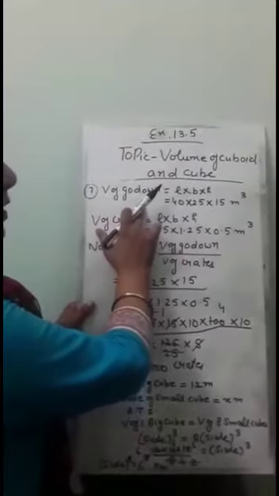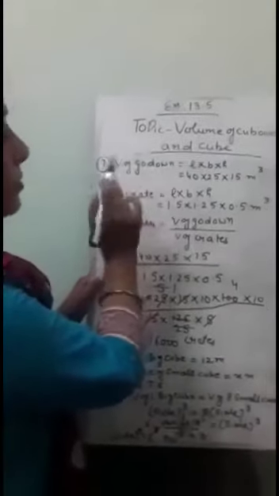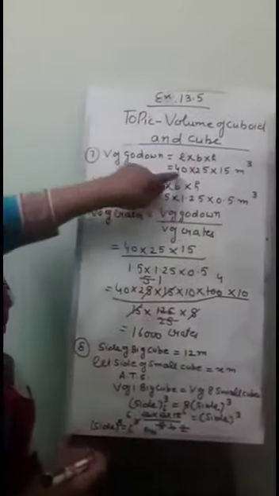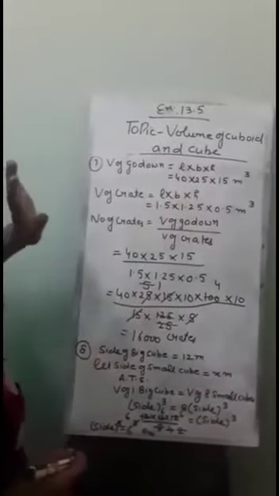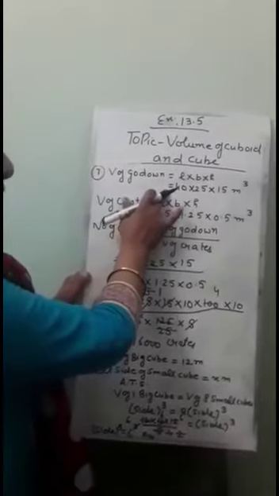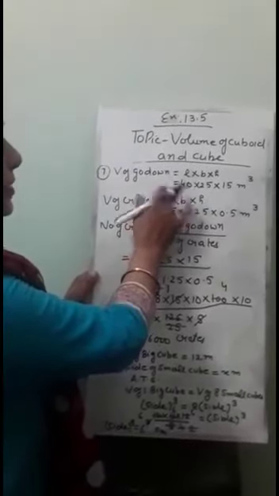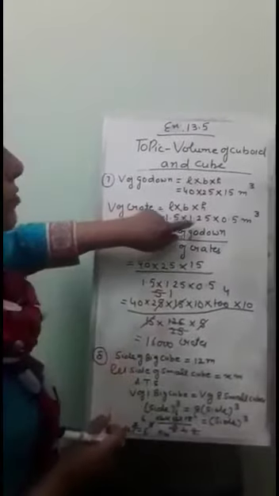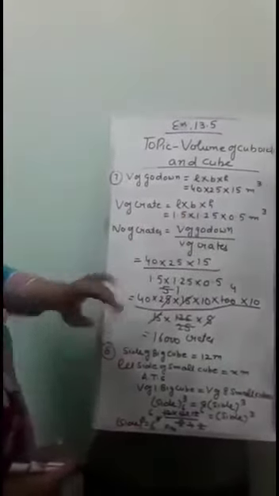Number 7. We will first find the volume of the go down. L into B into H means 40 into 25 into 15. No need to multiply this. ठीक है? As it is चलेगा. Then the volume of a crate, L into B into H, 1.5 into 1.25 into 0.5.